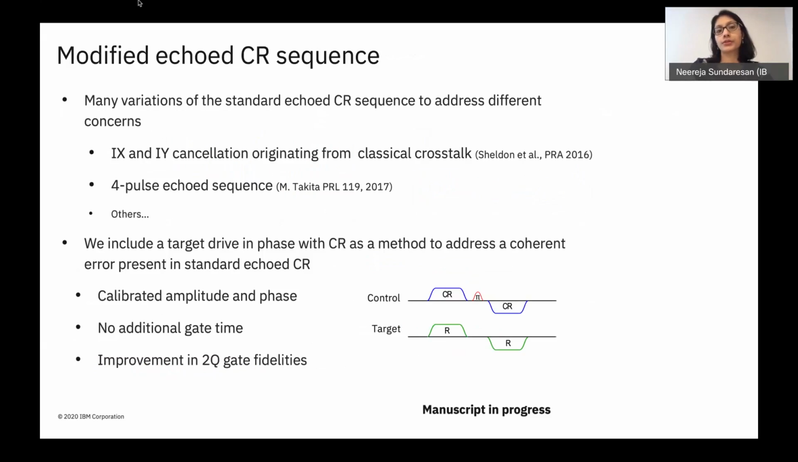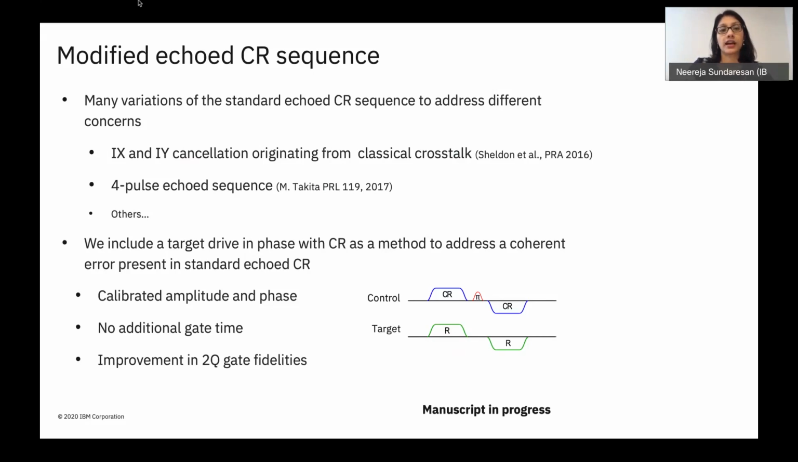So I mentioned that we're using a modified cross-resonance gate. There have been many variations over the years to the standard CR sequence designed to address various issues, such as classical crosstalk, for example. In scaling to larger and larger systems, we have begun to introduce a target drive in phase with and simultaneous with the control pulse, in order to address some of the coherent error that's present. And so this is an additional amplitude and phase calibration. However, it does not increase the gate time, and in practice has been very easy to systematically implement.